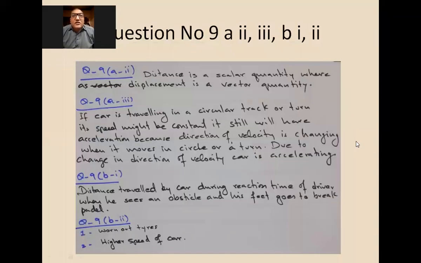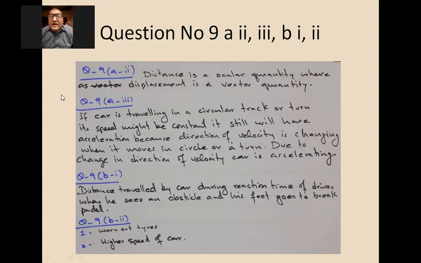If the car is traveling in a circular track or a turn, its speed might be constant. It still will have acceleration because the direction of velocity is changing when it moves in a circle or a turn. Due to the change in direction of velocity, the car is accelerating. The reason is that it is moving in a circular path, and when you move in a circular path, your direction of motion changes, so the direction of velocity is changing. Due to the change in direction, there is acceleration.